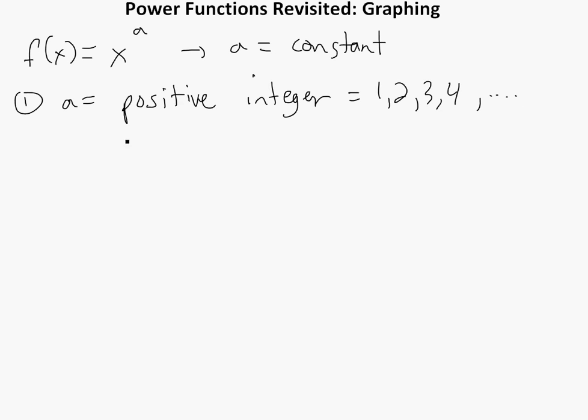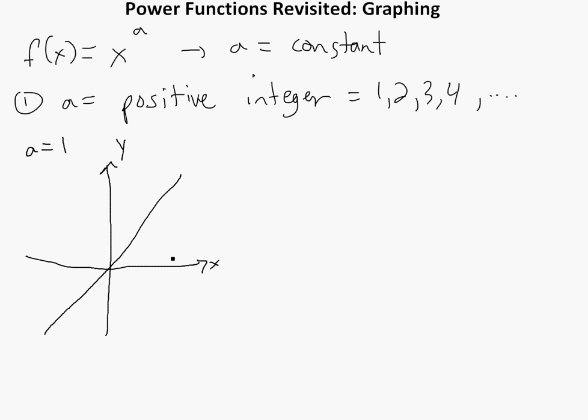If we were to graph, let's say, a equals 1, it's just going to be a straight line. This is y, that's x. So that's a equals 1. If a equals 2, this one's going to be a parabola. This is x, y. This is just going to be a parabola, and 0 is the lowest point.